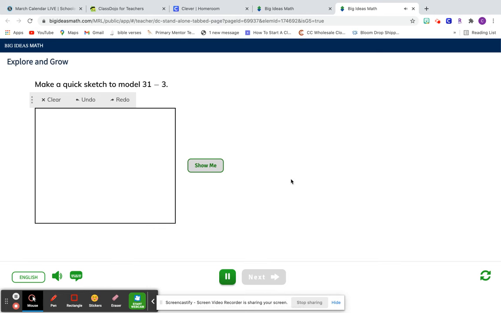Make a quick sketch to model 31 minus 3. Okay, so 31 minus 3. Remember, in subtraction, you cannot flip-flop the numbers. So I have to say, this is my ones place. I stack them together. This is my ones place, and this is my tens place. I don't have anything in the tens place here. So I have to say 1 minus 3, and I can't do that. So I have to come over here and regroup, and I have to borrow a 10.